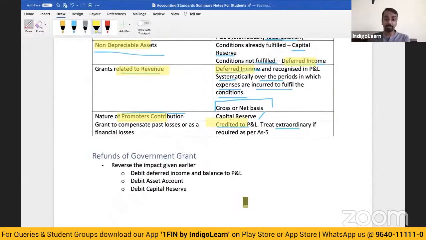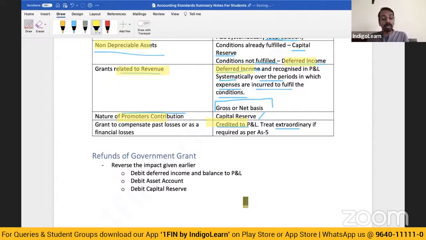Now, you had some conditions. The conditions were not satisfied. What will you do? Your parent gives you an iPhone saying that you scored 60+ in accounts, and you did not score 60+ in accounts. They will take back the iPhone. Same thing. Government has given you grant. You don't fulfill the conditions. Government will take back the grant.